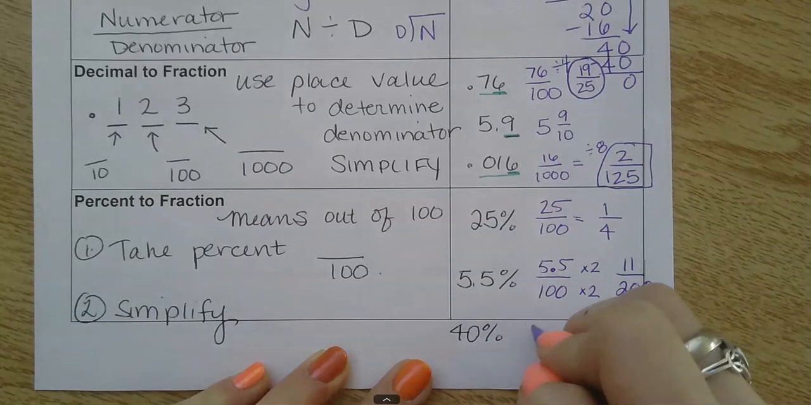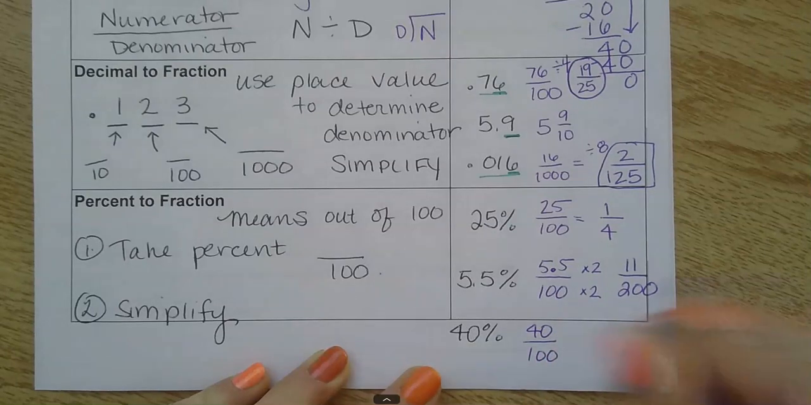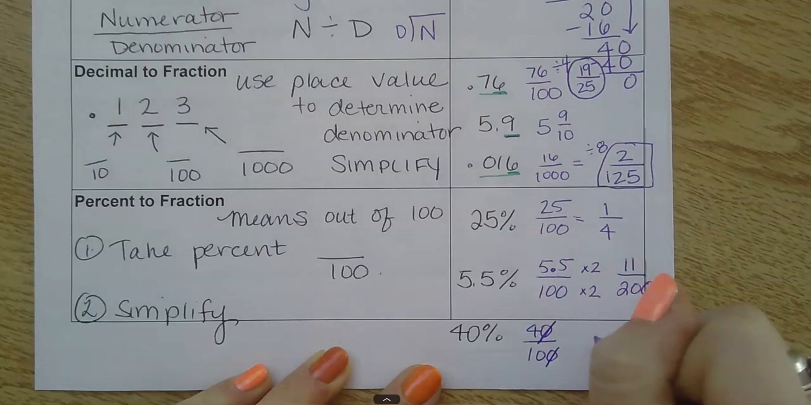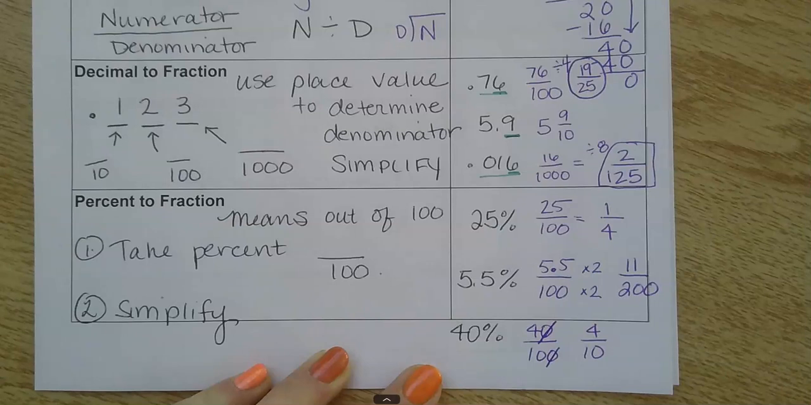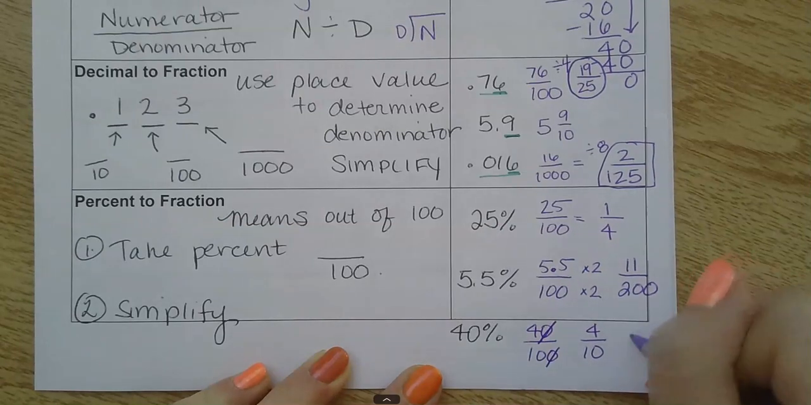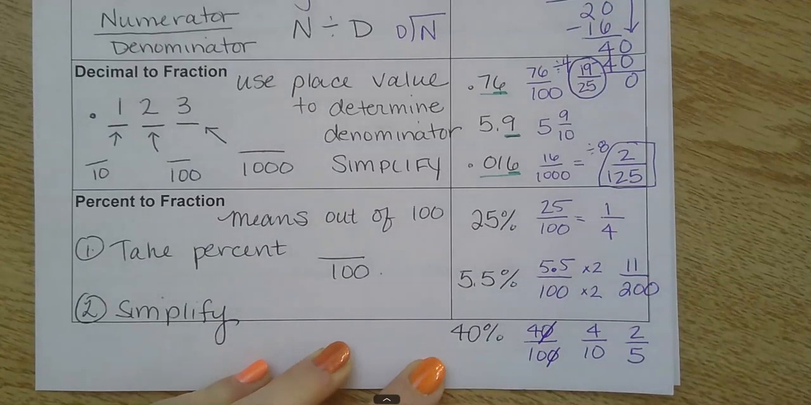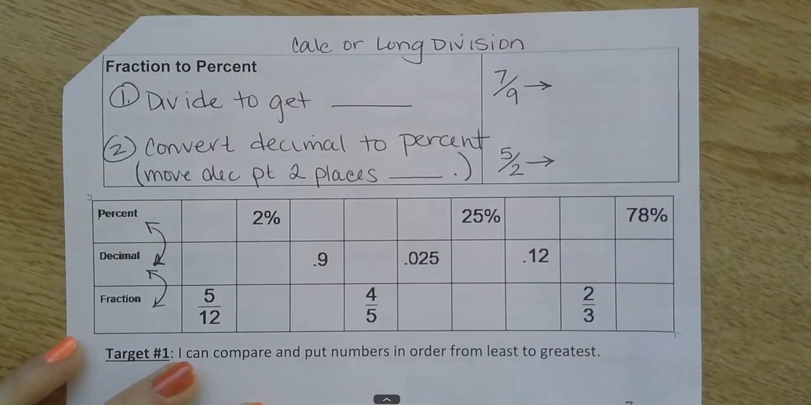And then 40%, 40 over 100. Okay, here's one where I could divide by 10, get rid of those zeros. And now I see 4 over 10, and I can simplify that further. Divide by 2, and I get this. So there is some simplifying involved with all of these. If you're looking for a fraction answer, make sure it's simplified. Okay, I flipped it over.